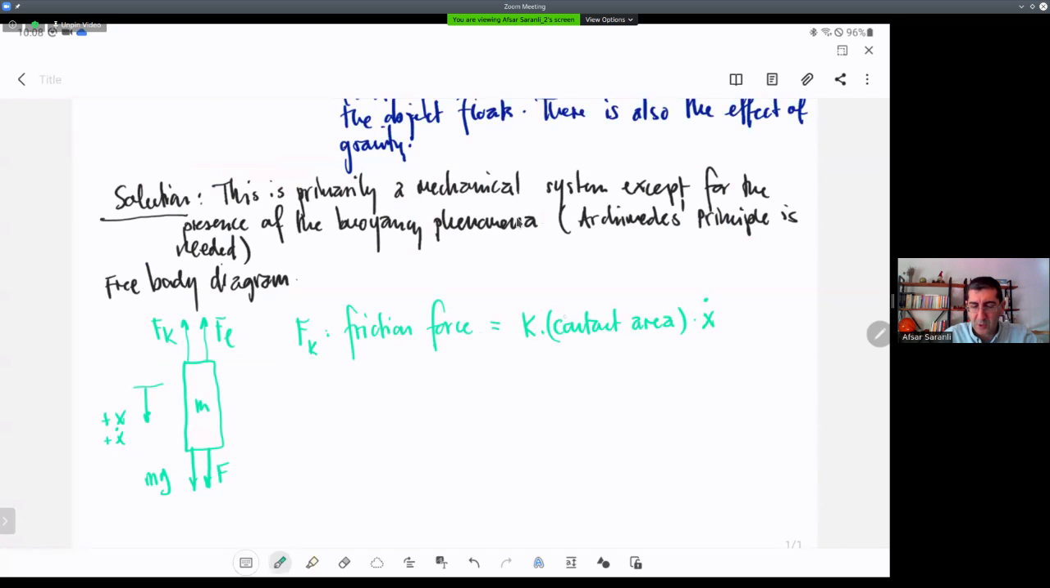Okay, so what is the contact area of this object with the liquid? It is basically the surface area that is within the liquid, and that's going to be simply the circumference of the cylinder, so 2 pi r, times the height that is buried in the liquid, and this is x, right? So, okay, so this part is the contact area.